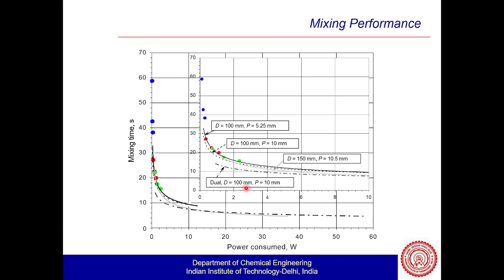So these are the things we are studying here. We are seeing how the mixing time changes with the power consumed. You can see that for a constant power, if I draw a vertical line from here, you can see which one is giving you the minimum mixing time. Then you will choose that for mixing purposes. So that's how we optimize it.